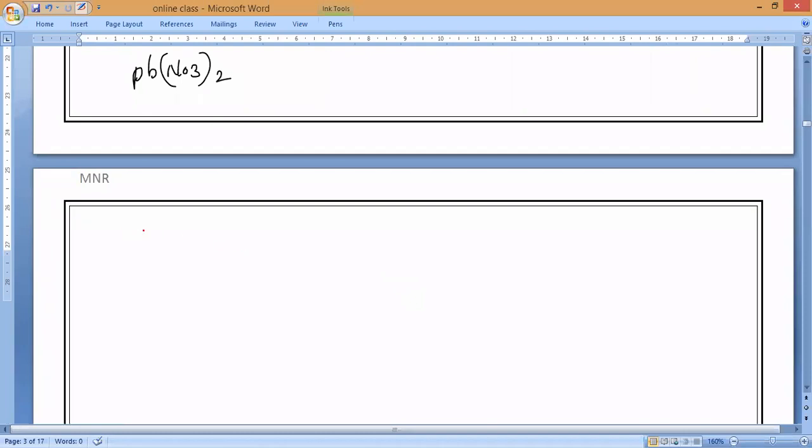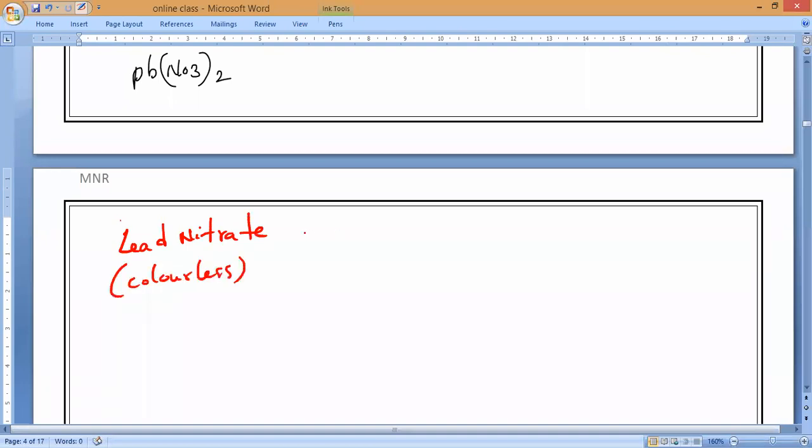If we take lead nitrate, first we have taken what? Potassium iodide, correct? Lead nitrate is a colorless solution. Now we will react it with potassium iodide. It will be studied under the change in color. By the time, again I will say, don't worry. Potassium iodide is also colorless. Understand, Aswita?